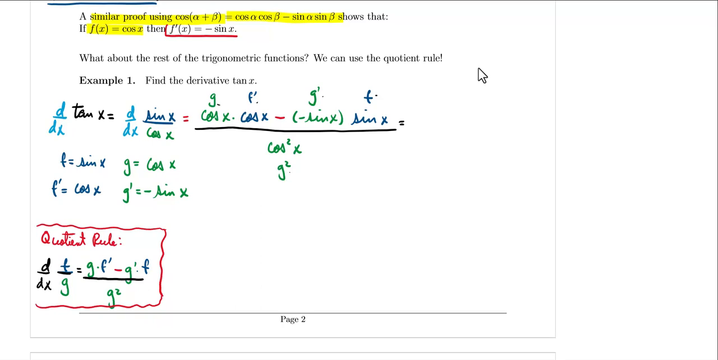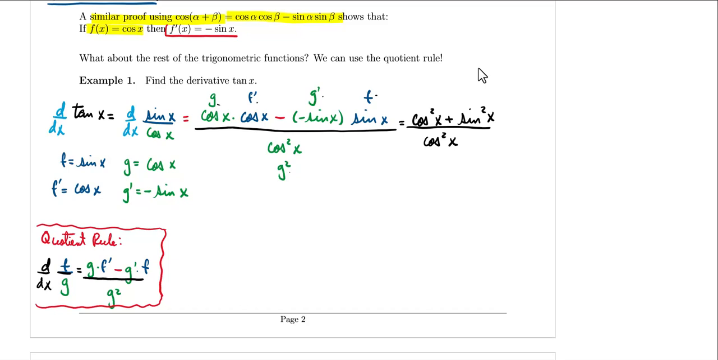All right, now let's simplify this one a little bit further. Since my first term on the numerator is a cosine times a cosine, I'll rewrite it here as a cosine squared of x. Then I have a negative times a negative sine of x, which is going to give us a positive. But since you're multiplying two sines, we're going to get a sine squared of x, all over a cosine squared. Now, can we simplify this?